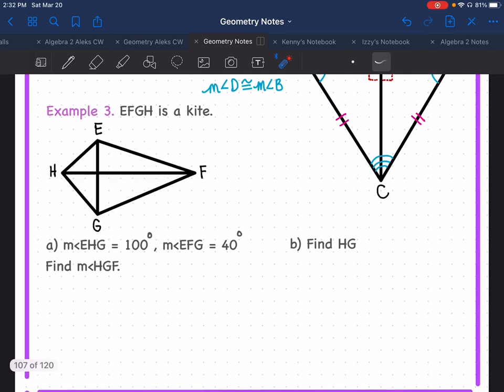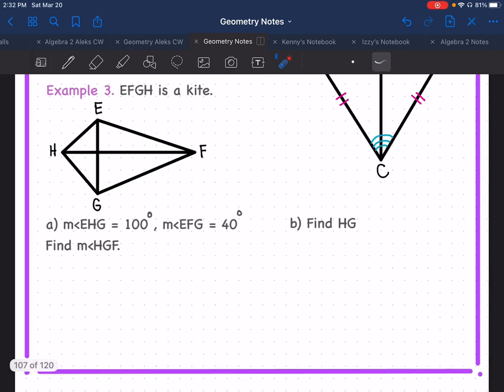It does have two parts, but this is the last example. EFGH is a kite. The measure of angle EHG is 100 degrees. The measure of angle EFG is 40 degrees. Find the measure of angle HGF.